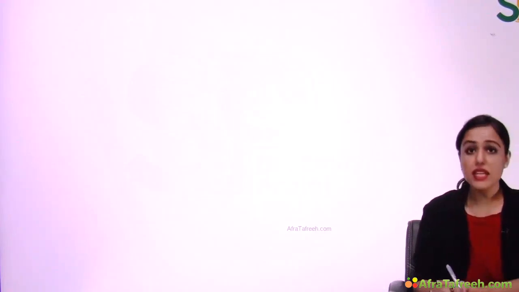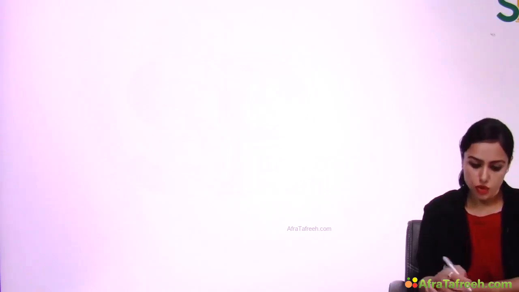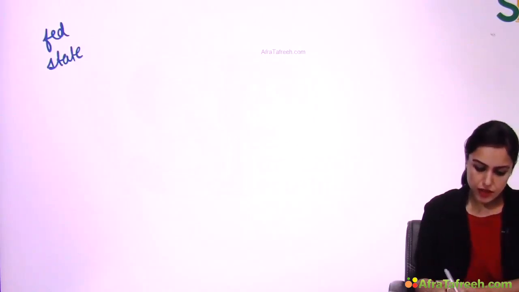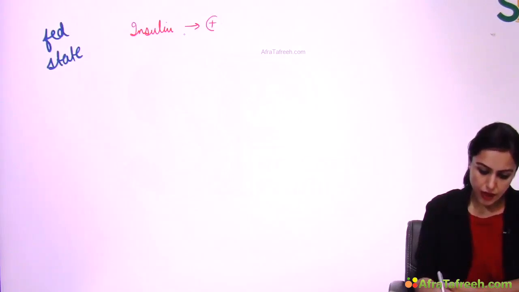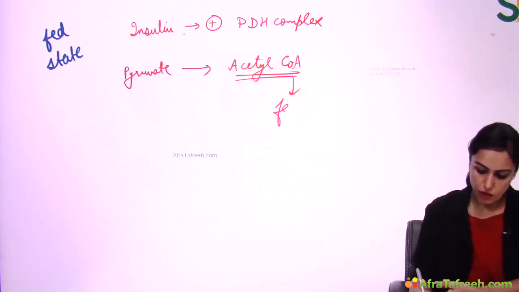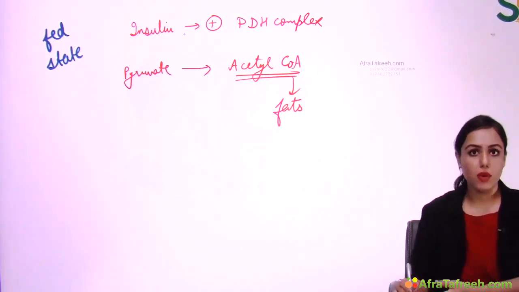What happens in fasting state? And you know that in fasting state, link reaction is inhibited because in fed state, insulin is there. Insulin will activate the link reaction enzyme pyruvate dehydrogenase complex, and pyruvate gets converted to acetyl-CoA, and in fed state this acetyl-CoA is used for the synthesis of fats in the body, right?